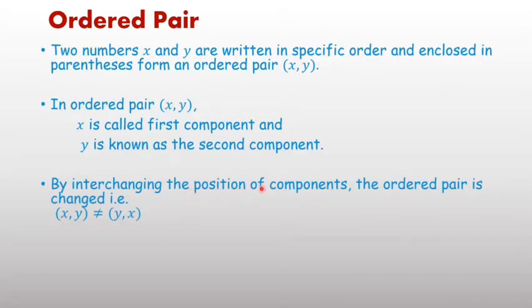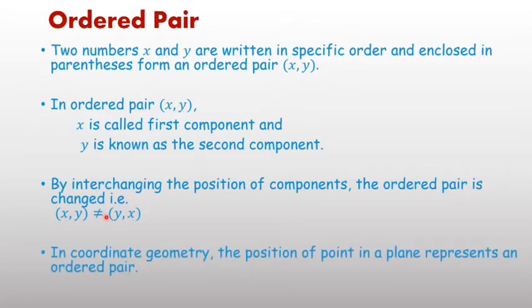By interchanging the position of the components, the ordered pair is changed. That is, (x, y) is not the same as (y, x); both are different ordered pairs. In coordinate geometry, the position of a point in a plane represents an ordered pair. For example, if the coordinates of a point are (3, 4), it represents a point. But if we interchange the position, (4, 3) represents a different point.